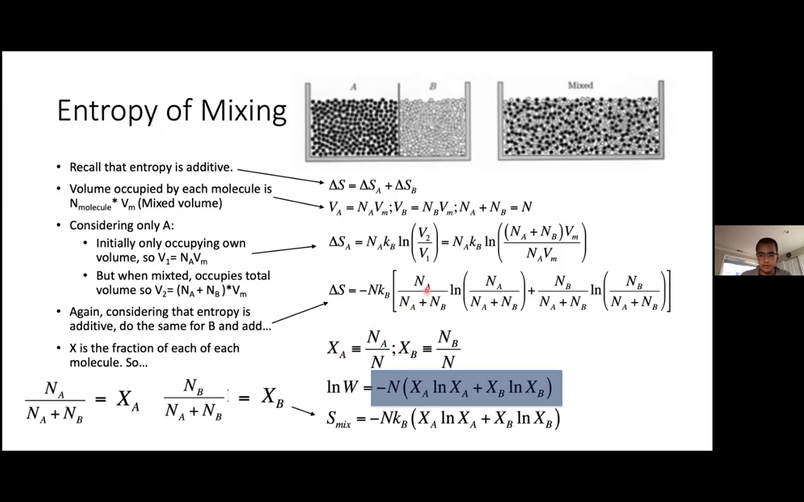And if you notice here, there are these repeating fractions, which are simply NA over the total. So this is XA, this is XA, this is XB, the fraction of B molecules, and this is also the fraction of B molecules. So if we plug in XA and XB into this big equation, we get this simplified equation that is simply the total molecules times Boltzmann's constant times the fraction of A molecules times the natural log of XA plus the fraction of B molecules times the natural log of XB. And that'll define the entropy of mixing.